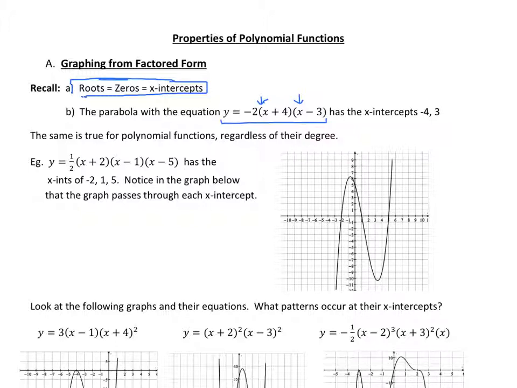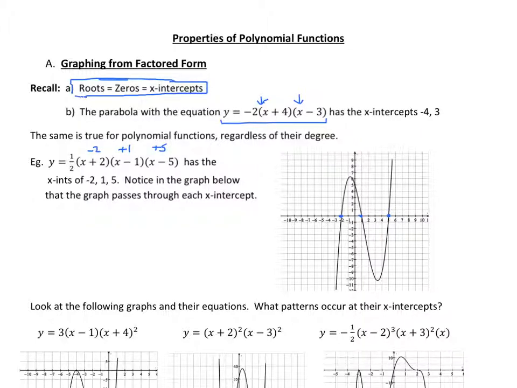So in the next example here, we are looking at the graph of y equals 1/2 times (x plus 2) times (x minus 1) times (x minus 5). Note that the graph beside shows you that the x-intercepts are at -2, 1, and 5. So don't forget that the sign on the x-intercept is actually opposite to what it is in brackets. So your x-intercepts are at -2, +1, and +5.